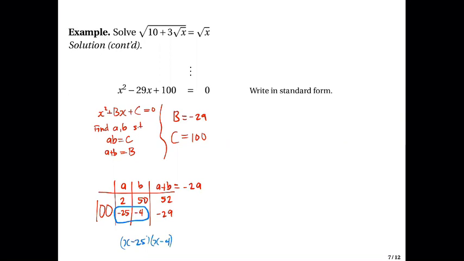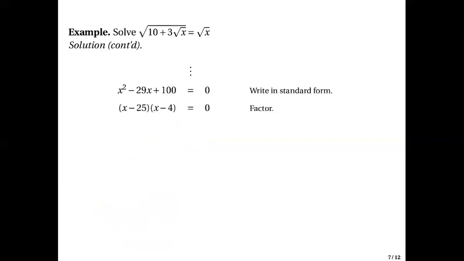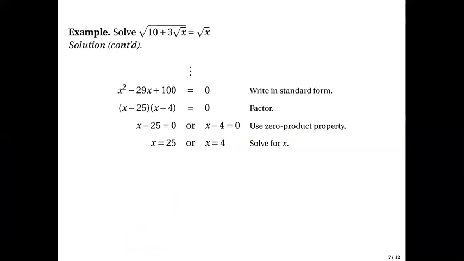Okay? Follow? Therefore, we have those factors. x minus 25 times x minus 4 equals 0. And therefore, we have x minus 25 equals 0, or x minus 4 equals 0, so that x equals 25 or x equals 4. So we have two possible values here, 25 and 4.